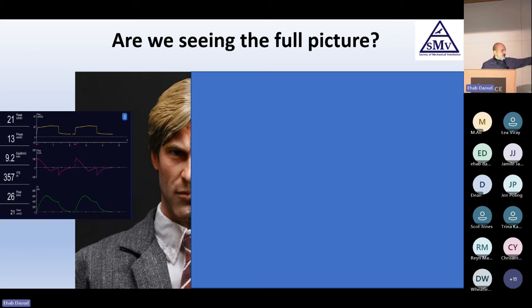Basically, based on this information, we could change our management, which we wouldn't have changed just by looking at the ventilator waveforms. And ventilator waveforms are great. Maybe we don't spend enough time analyzing them, but we learn a lot from them. In my opinion, they are not enough. So what is electrical impedance tomography?